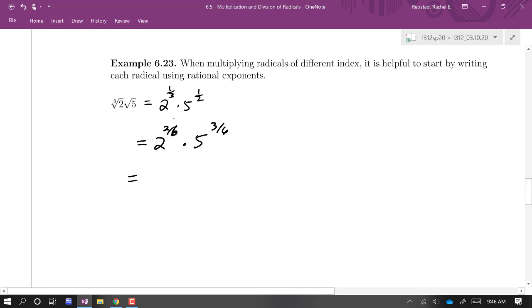And now we have a couple different ways we could proceed. One way is to just right now go back to the radical form. So this is the 6th root of 2 squared times the 6th root of 5 cubed. And now that we have radicals at the same index, we can combine them. I've got the 6th root of 2 squared times 5 cubed, which is 500? 125 times 4 is 500. Yeah. 500?